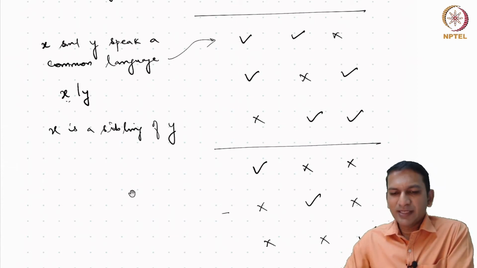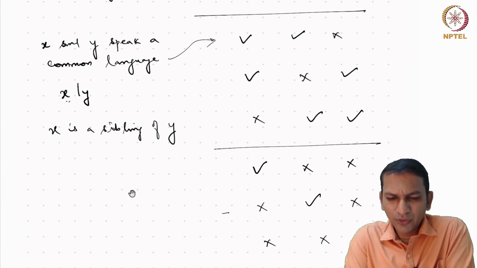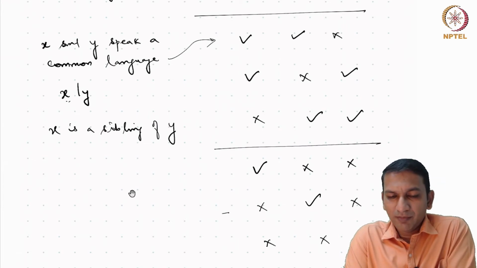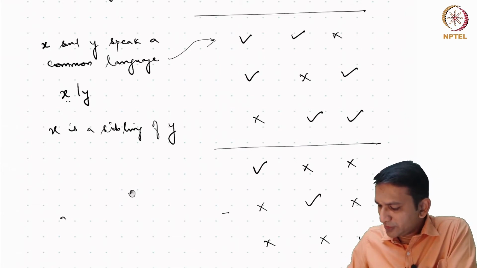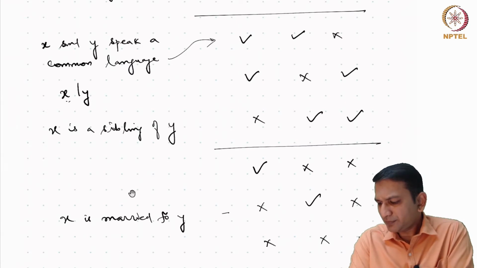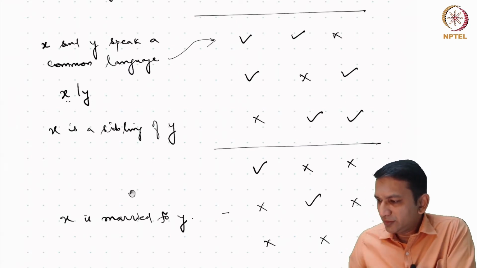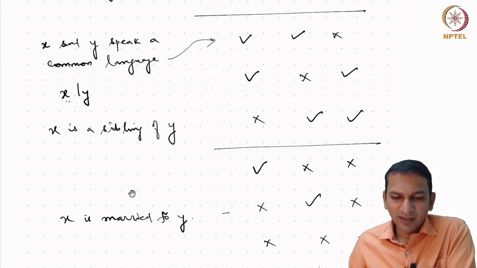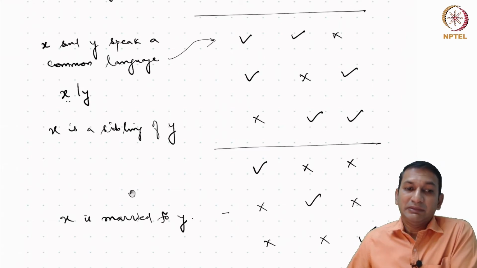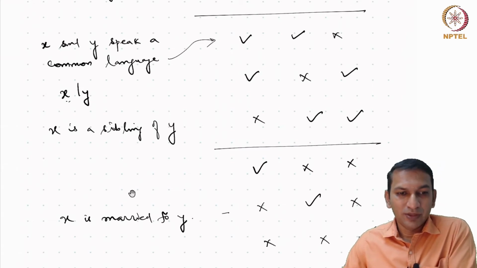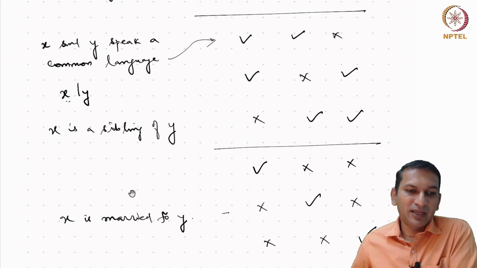In this case it is simpler. You could define a relation which is symmetric but not reflexive or transitive. For example, you can say x is related to y only if x is married to y. So clearly, x is related to y and y is related to x, but x is not married to himself or herself. Similarly, if x is married to y and y is married to z, it doesn't mean that x is married to z.